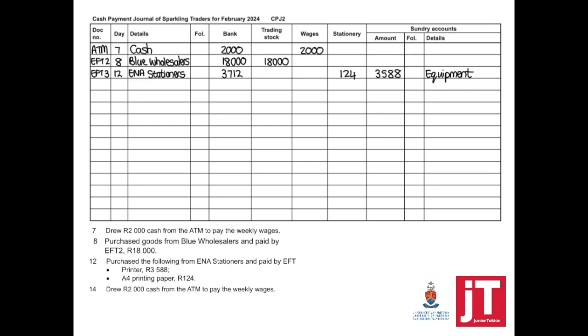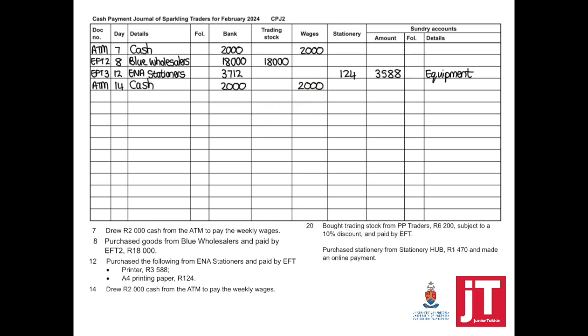Day 14, drew 2,000 cash from the ATM to pay the weekly wages. My source document, ATM, is actually ATM slip. Which day? Day 14, details, cash. How much did we draw? 2,000. For what reason? For wages.